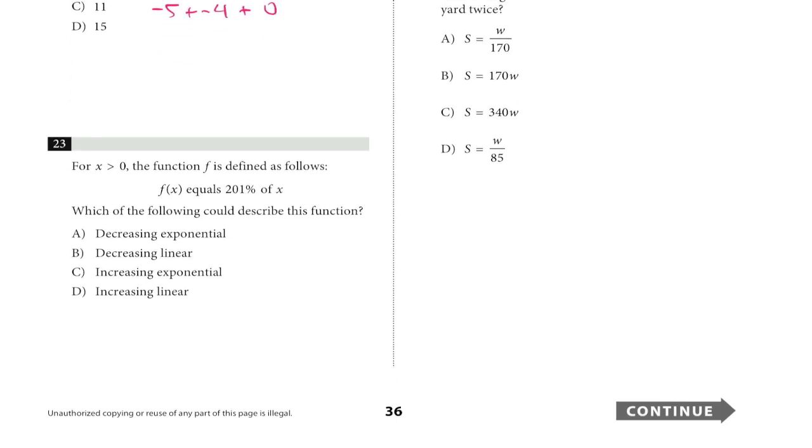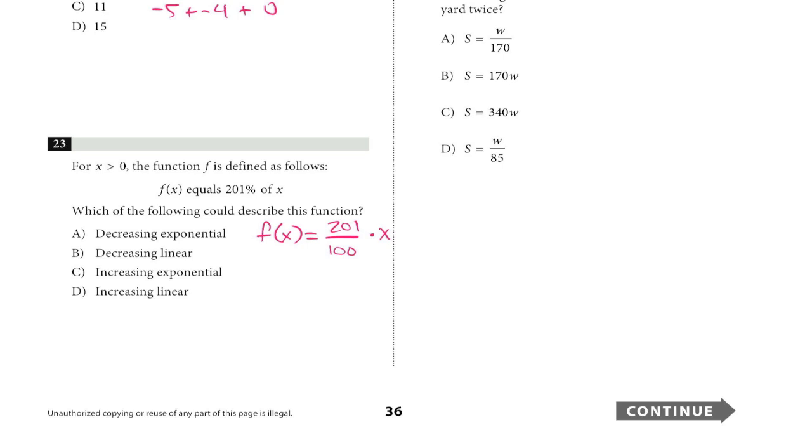All right, number 23. For x is greater than 0, the function f is defined as follows. F of x equals 201% of x, which of the following could describe this function. So we're going to use, again, what we talked about with the percentage question earlier and kind of use what words mean to write equations. So f of x equals, well, that's nice because equals literally just means equal sign, 201% of x. So 201%, and then they said percent of, so that means times x. So a lot of us assume that if they say a percentage, that instantly will mean an exponential. Not always.